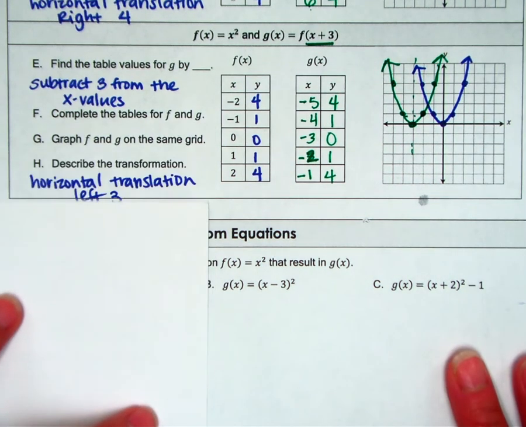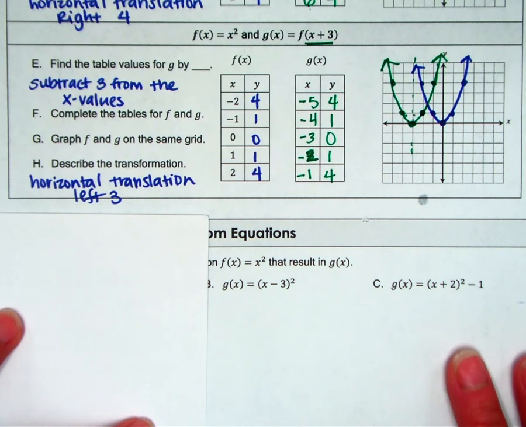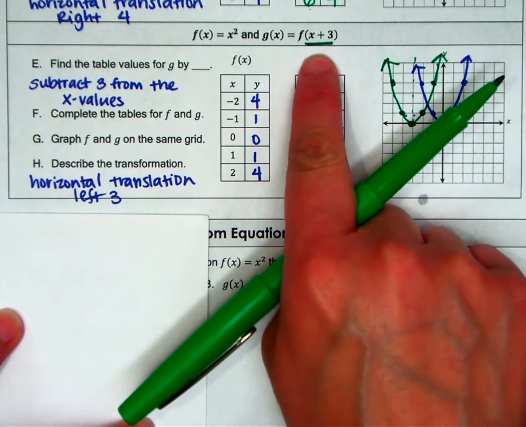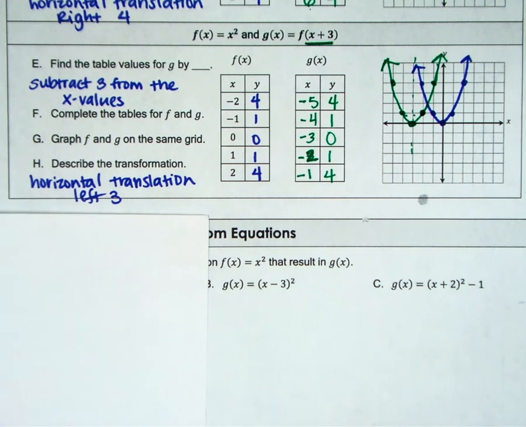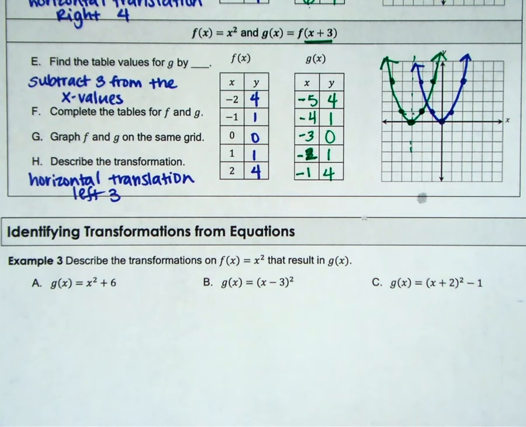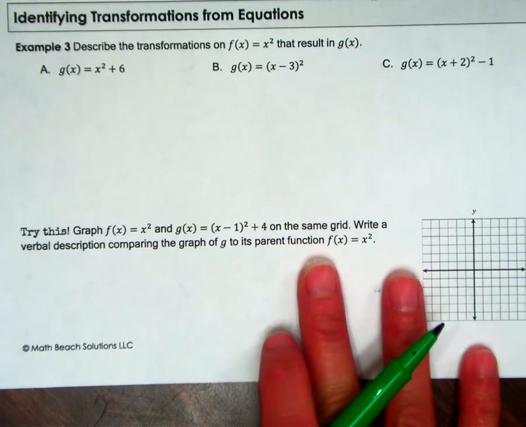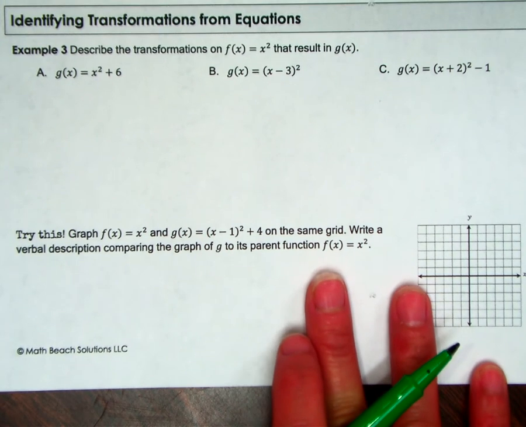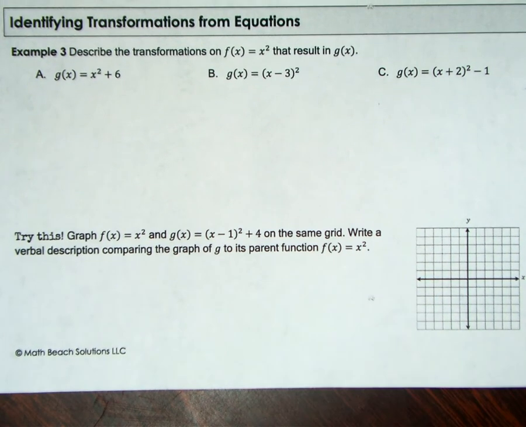And so last, to describe the transformation, it's a horizontal translation, left 3 units. It's on the inside, opposite, you're moving left 3. So let's go ahead and look at a few examples where we're going to describe the transformation, and then we'll move on to the last few examples.